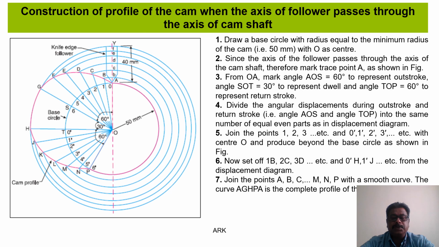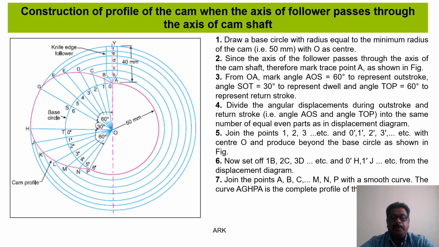Divide the angular displacements during outward and return stroke, that is angle AOS and angle TOP, into the same number of equal even parts as in the displacement diagram. Join the points 1, 2, 3, etc. and O', 1', 2', 3', etc. with the center O and produce beyond the base circle as shown in the figure.